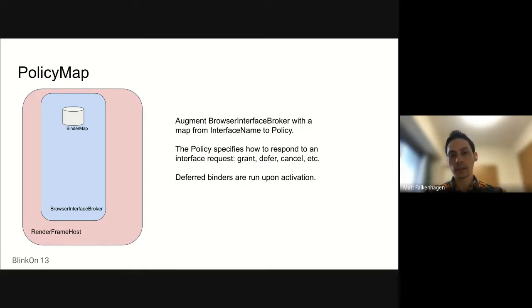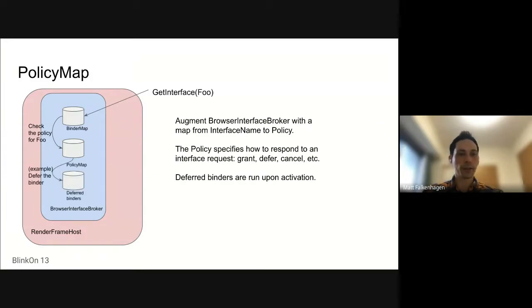For a pre-rendered page, should we delay it? Should we grant the interface, or should we do something more dramatic like canceling pre-rendering? So illustrated here, the page sends a request for the interface, and browser interface broker will look up, okay, for interface foo, what is its policy that was registered for it? And suppose the policy is to defer, which means don't run the callback yet, wait for activation. It'll store this request for later use.